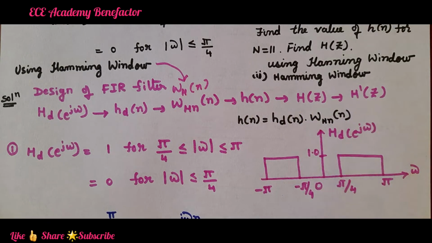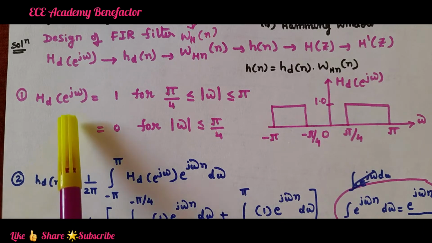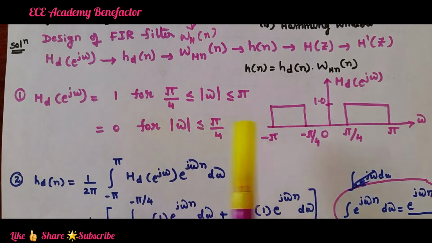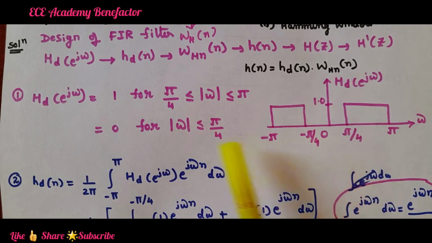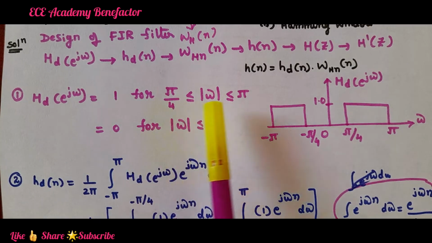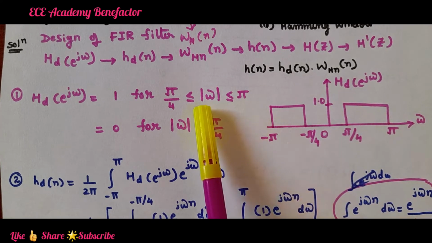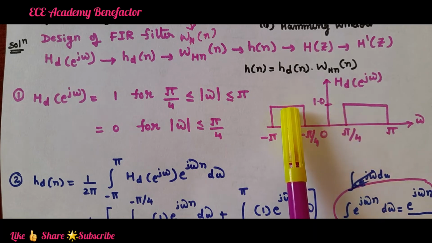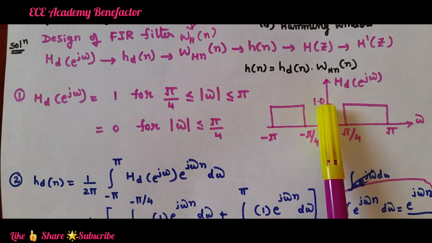So, first step, we have written the desired frequency response HD of e to j omega as given in the question. Based on this definition, the frequency response of the ideal high pass filter is drawn here. Its value is equal to 1 between the range pi by 4 to pi. As it is a mod, between minus pi to minus pi by 4, its value is 1. So, in these two ranges, the value of HD of e to j omega is 1.